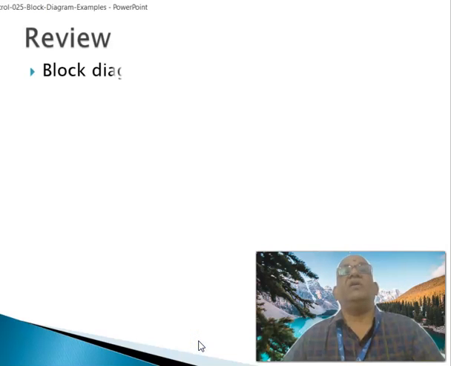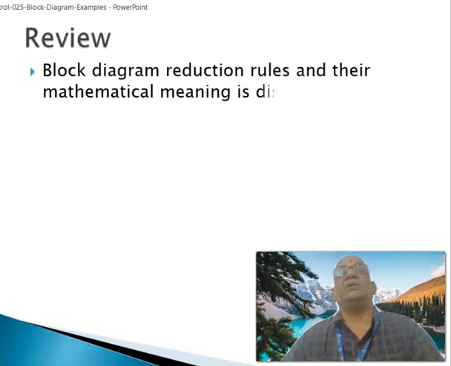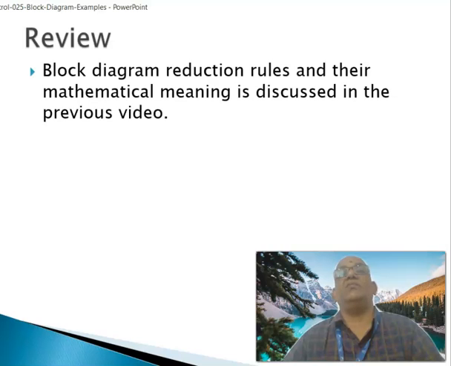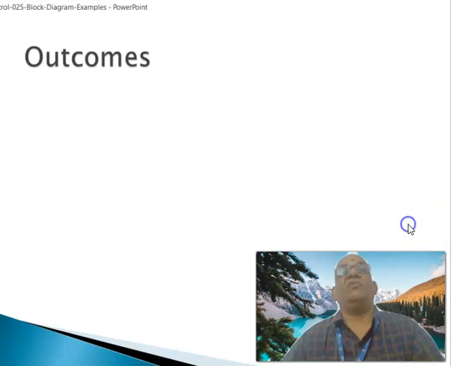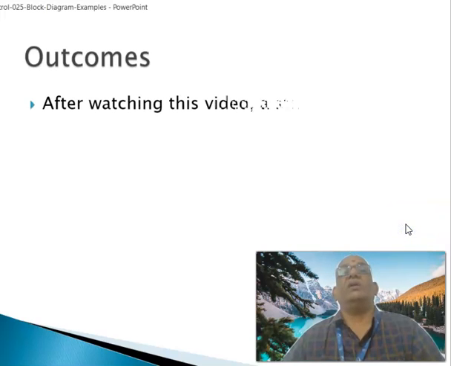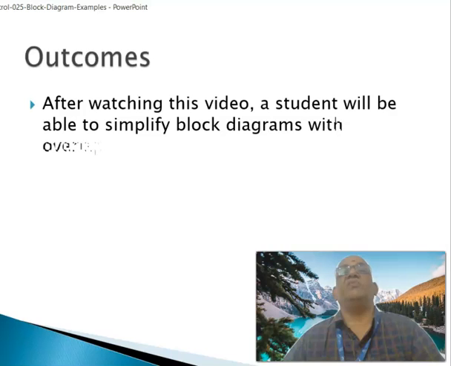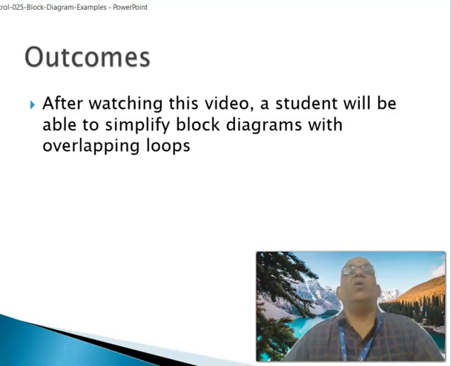In the previous video, we have seen block diagram reduction rules and their mathematical meaning. We saw that a block diagram is a pictorial representation of a set of equations, and reduction rules mean mathematical operations that involve eliminating one intermediate unwanted variable. After watching this video, a student will be able to simplify block diagrams with overlapping loops.